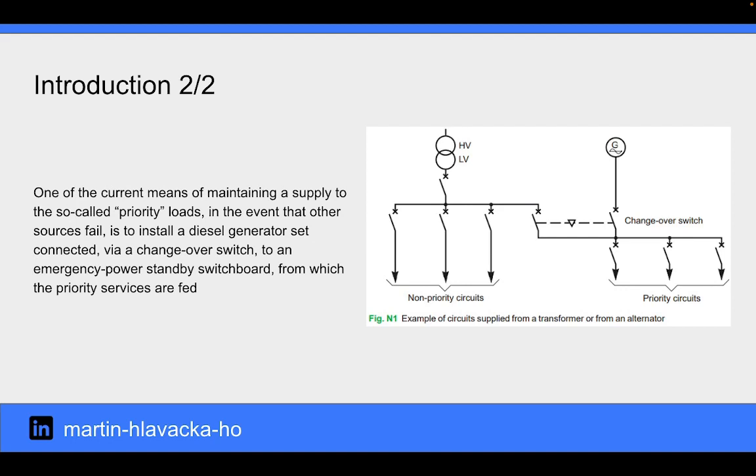One of the current means of maintaining a supply to the so-called priority loads, if other sources fail, is to install a diesel generator set connected via changeover switch to an emergency power standby switchboard from which the priority services are supplied.